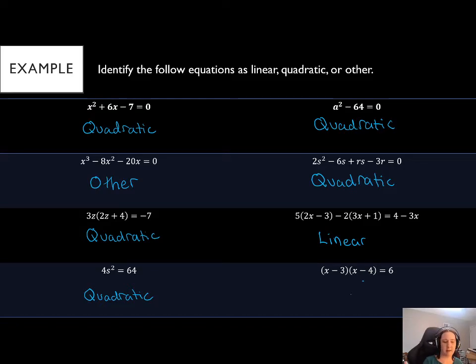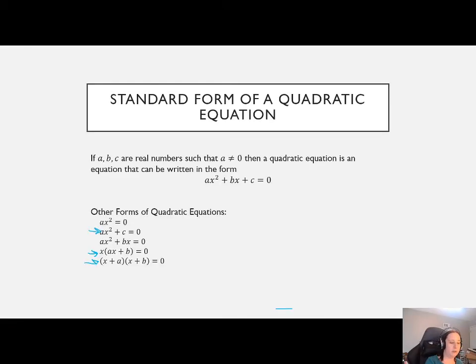Now the bottom example that I have here, we have x minus 3 times x plus 4. If you ignore the numbers, you get x times x. That gives you an x squared. It doesn't matter that it's equal to 6. What matters is what we have with the x's. We're going to get an x squared out of here, and so this is quadratic. And this one is basically the factored form of a quadratic. It's very similar to this last one right here. It's just instead of equal to 0, it is equal to a number.